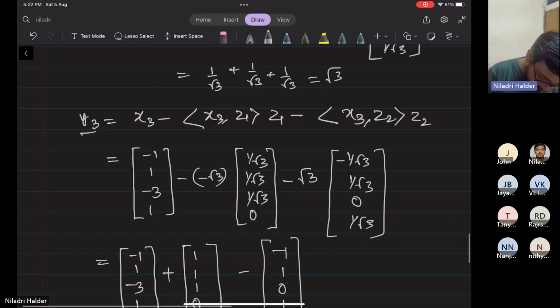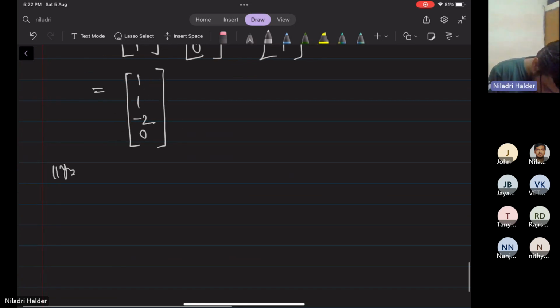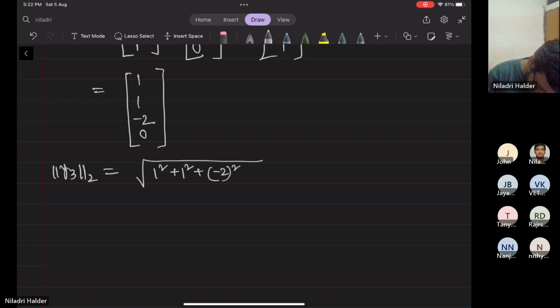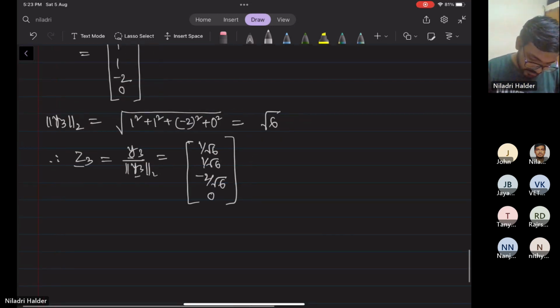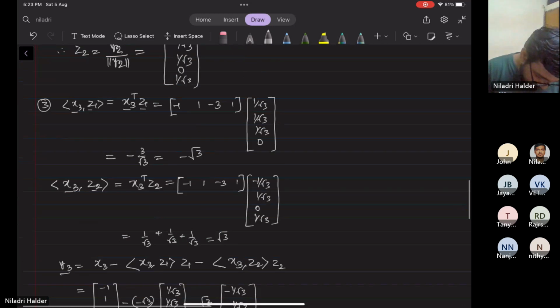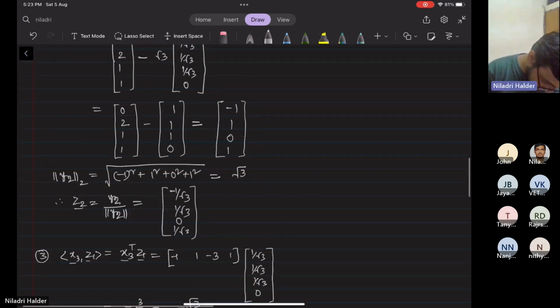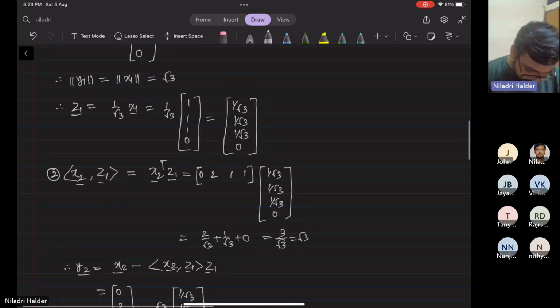Okay, so this is y3. Then we'll find out the norm of y3, which is 2 root 6. So z3 equals y3 divided by the norm of y3. So these are z1, z2, and this z3. So these are the three orthonormal vectors we get.